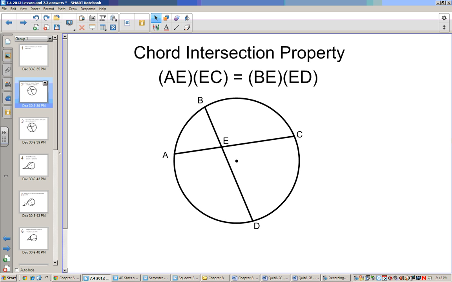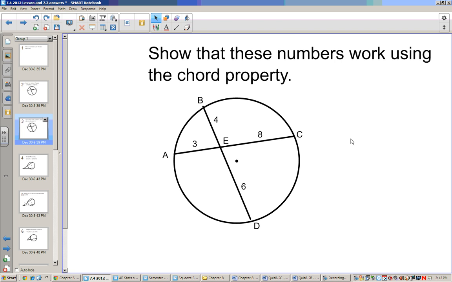Now, take a second, pause the video, and make sure you draw your circle with all of these points labeled, and make sure you have the property written correctly. Now on this next page, I'll show you what that means.